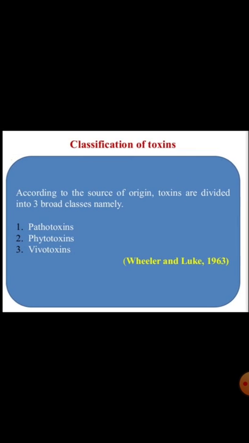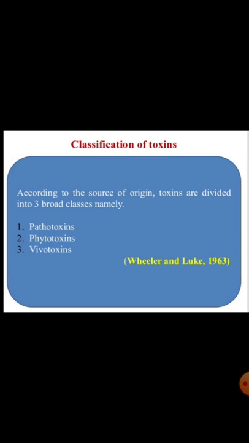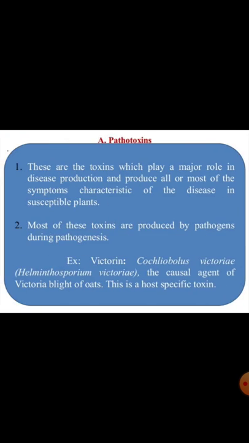We divided the toxins into three types: phytotoxins, pathotoxins, and vivotoxins. So first of all, we will discuss pathotoxins. As the name suggests, patho means by the pathogens. The toxins are mainly produced by the pathogen. These are the toxins which play a major role in disease production.